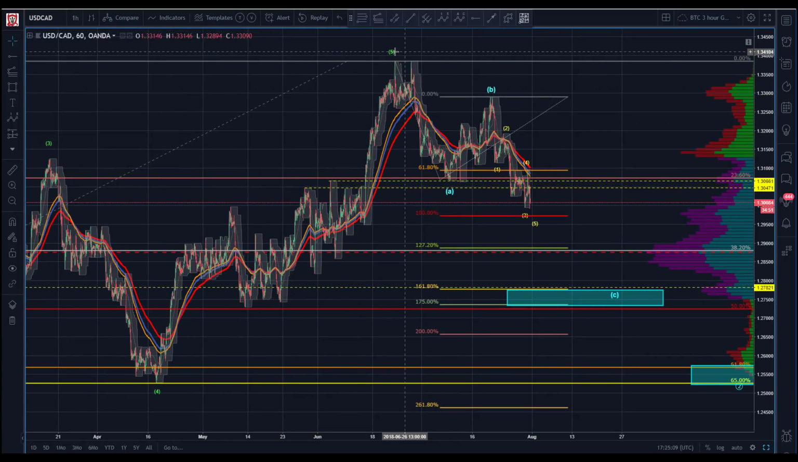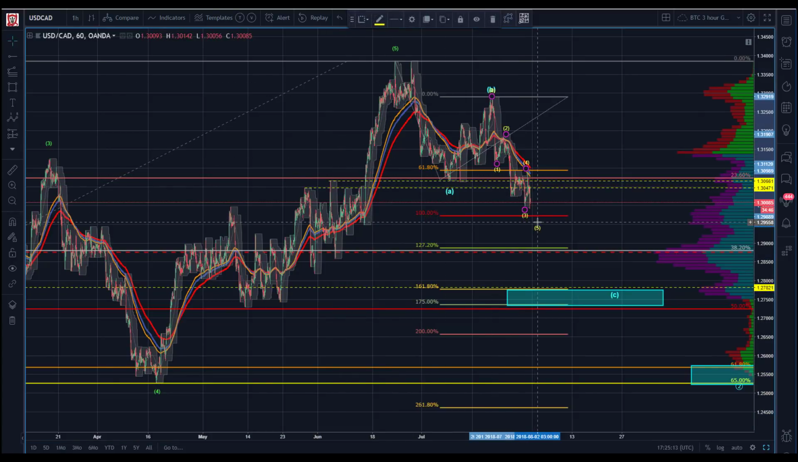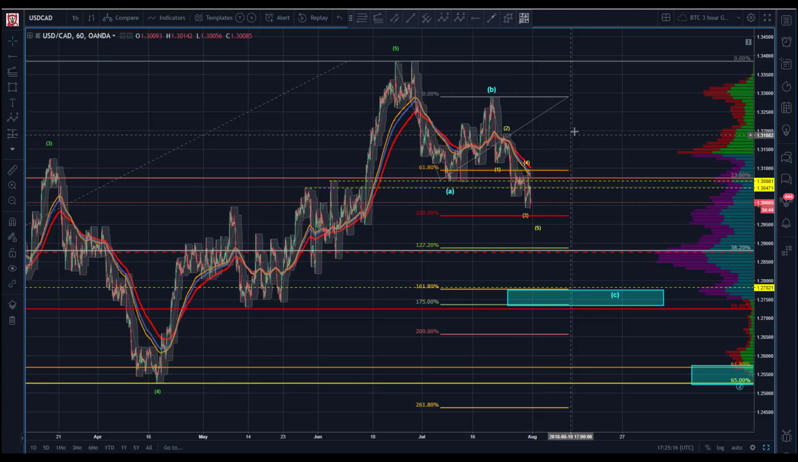All right, so that's what I see here. I think this is very tradable here. I do want to see this 5-wave complete. I'll wait for the next retracement, then I would definitely consider a short on it, and look for the setup.